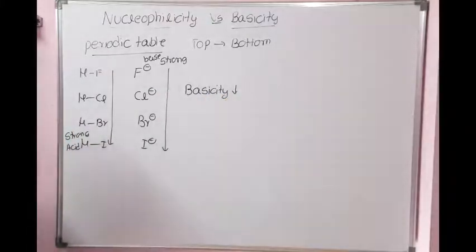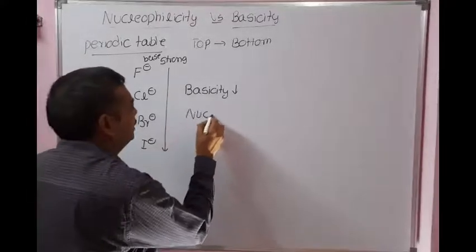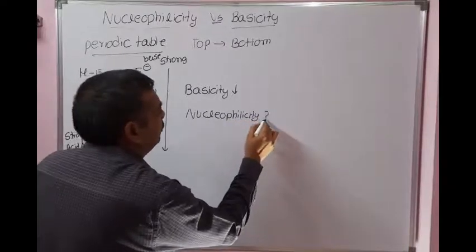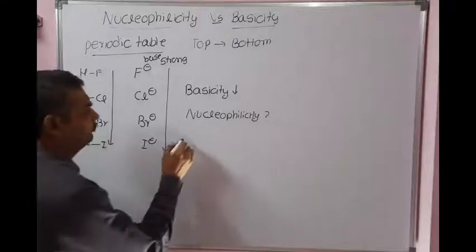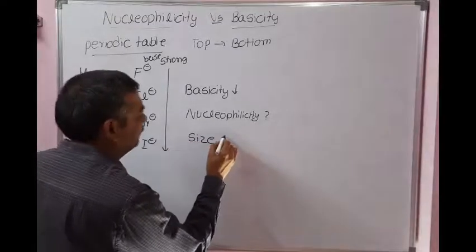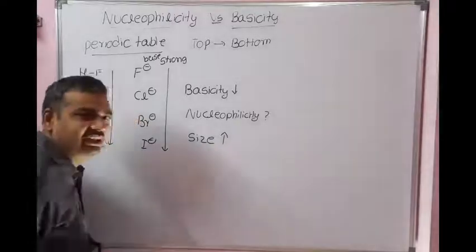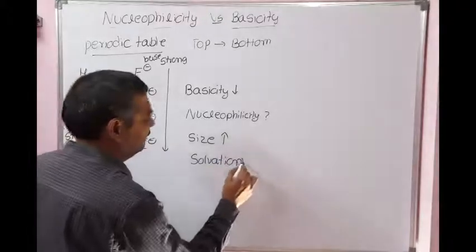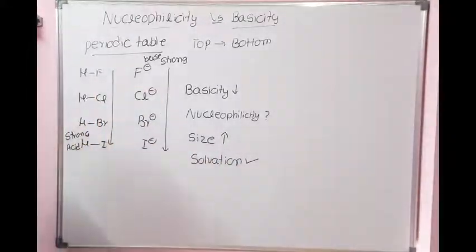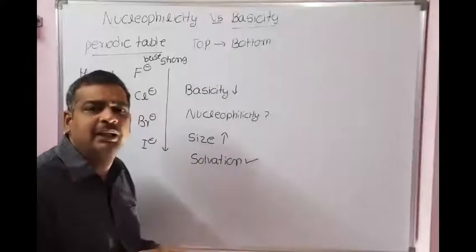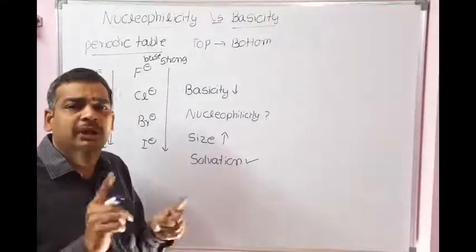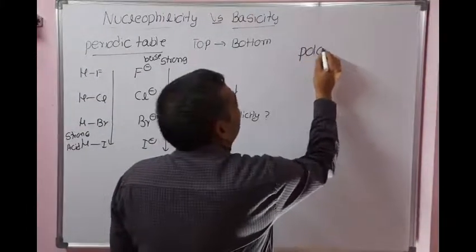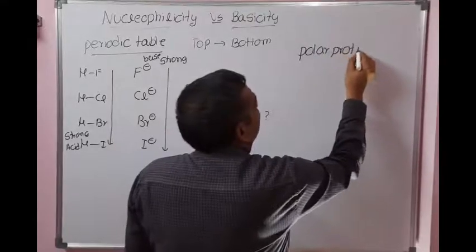What about nucleophilicity? From top to bottom, size increases. If size increases, definitely there is a solvation effect. If the solvation effect is there, we need to study polar protic solvent and polar aprotic solvent separately. First we will start with the polar protic solvent.